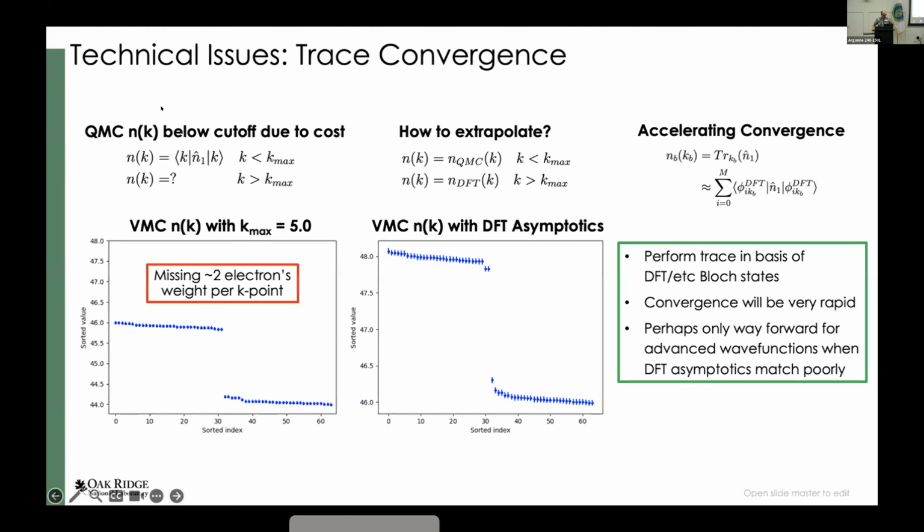And so if you do this sum just by truncating these to 0, you're missing a lot of weight. You can see there's a step, so there is a Fermi surface. These should have summed to about 48. We're missing about 2 electrons' worth by having the finite K max that we have.